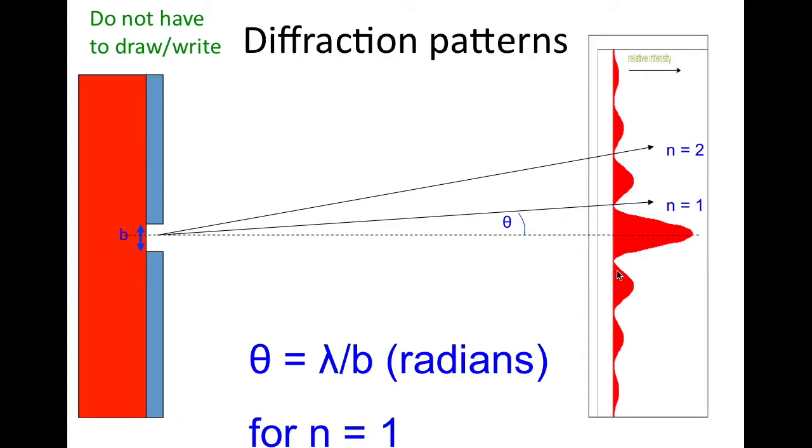Where these maxima and minima form is dependent on the angle theta. We know that the angle theta is equal to lambda divided by b, where lambda is the wavelength of the waves and b is the slit width.